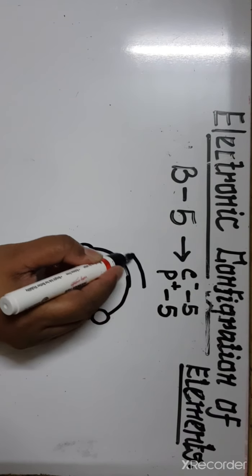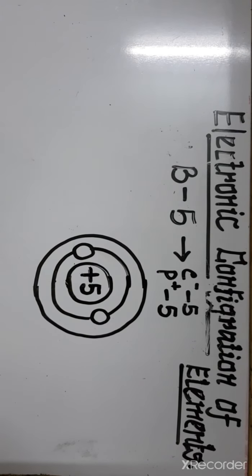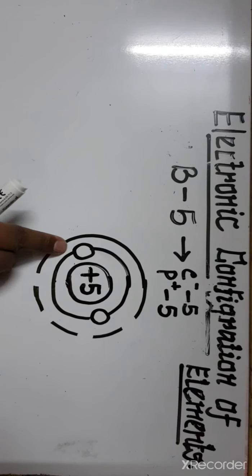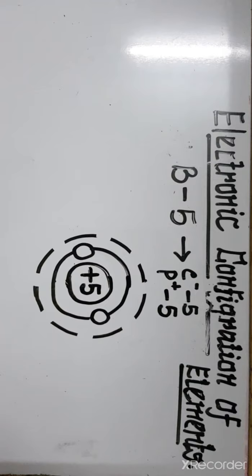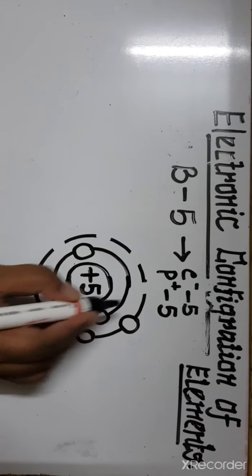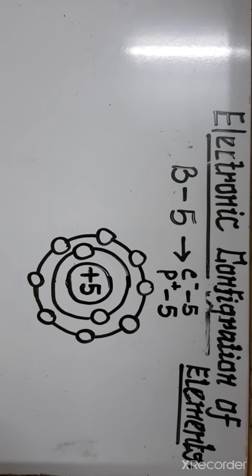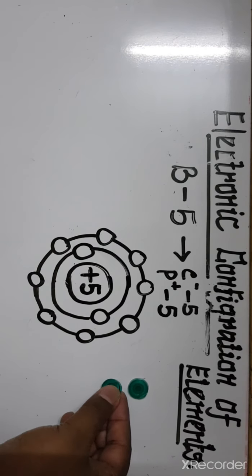And in the second shell, how many electrons can occupy? What is the capacity? A total of 8 electrons. So how many empty spaces will there be? 8: 1, 2, 3, 4, 5, 6, 7, 8. But for boron, what is the actual atomic number that we have? The atomic number of boron is just 5. So how many coins do we have to take to represent this element? We have to take a total of 5 coins for the electrons.